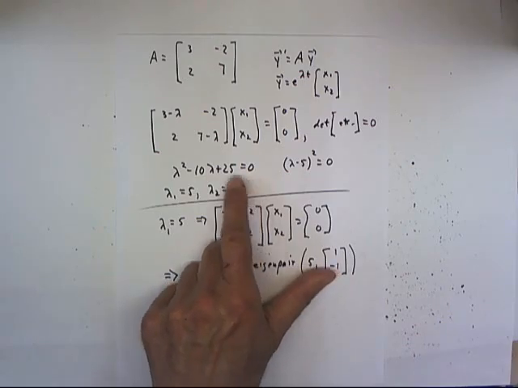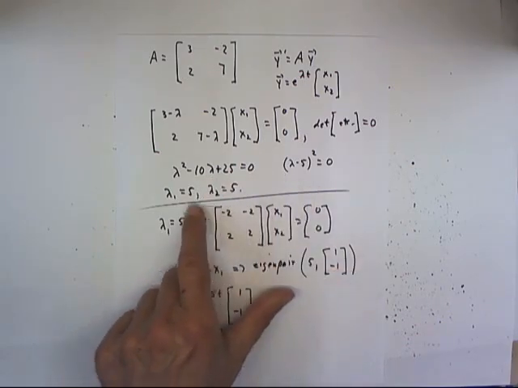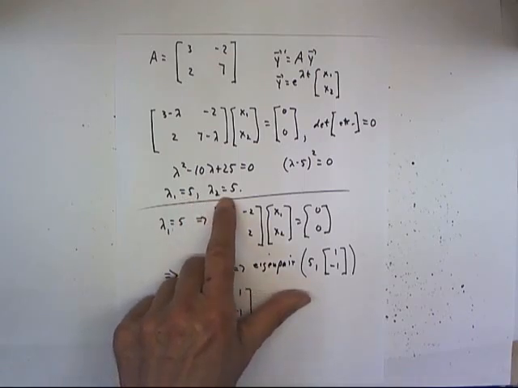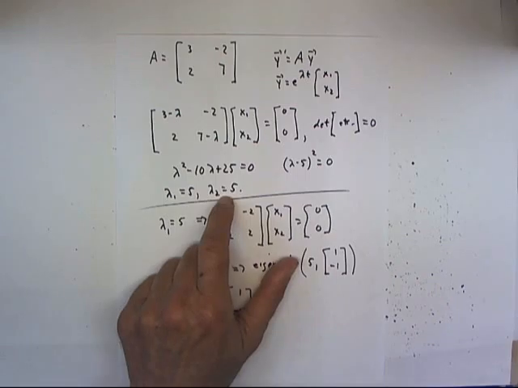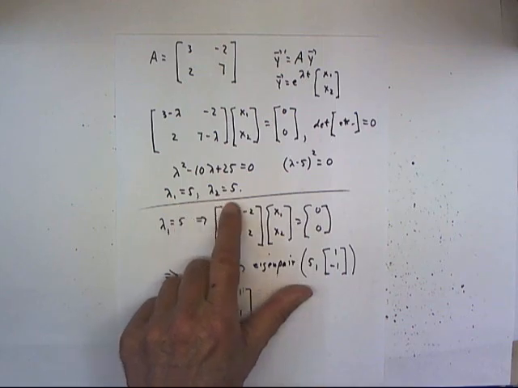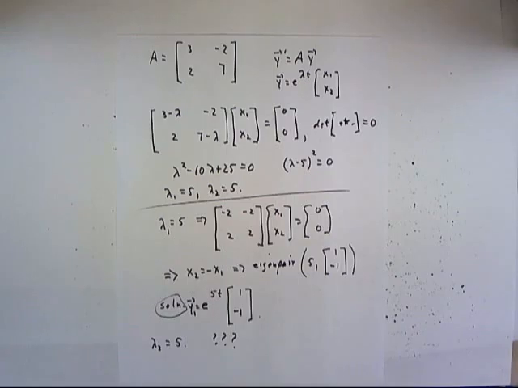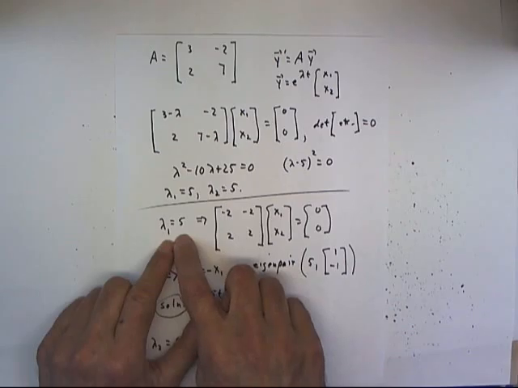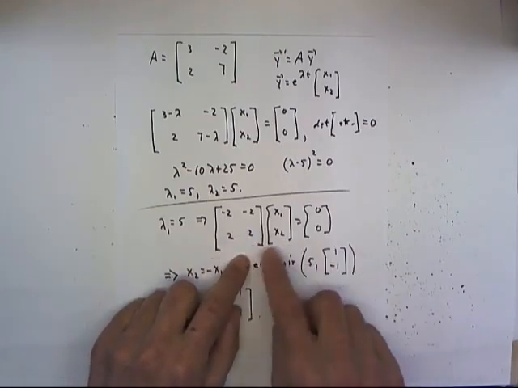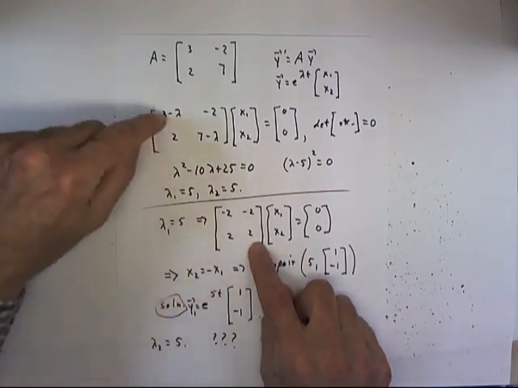This is easily factored, giving us a repeated solution: lambda 1 equals 5, lambda 2 equals 5. Had we plugged into the quadratic formula, we would have gotten 5 plus or minus the square root of 0. Again, the plus and the minus both give us solution 5, so we again get a repeated root, lambda 1 and lambda 2 both being equal to 5. So lambda 1 equals 5 gives us this equation, again simply substituting 5 into this.